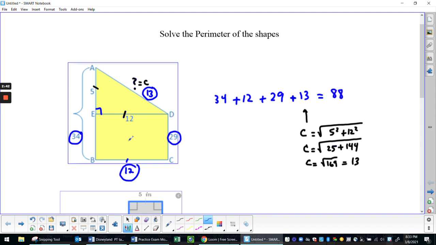This didn't give us any units, so whatever the measurements are, if it's inches, feet, whatever it is, you can write that down. Okay, so that's how you would solve for any missing measurements. You can use the Pythagorean Theorem, or you could use any missing side lengths that you have clues for. You do that.